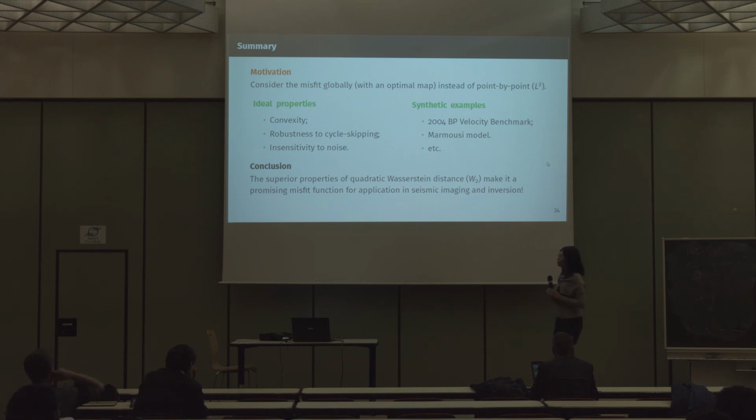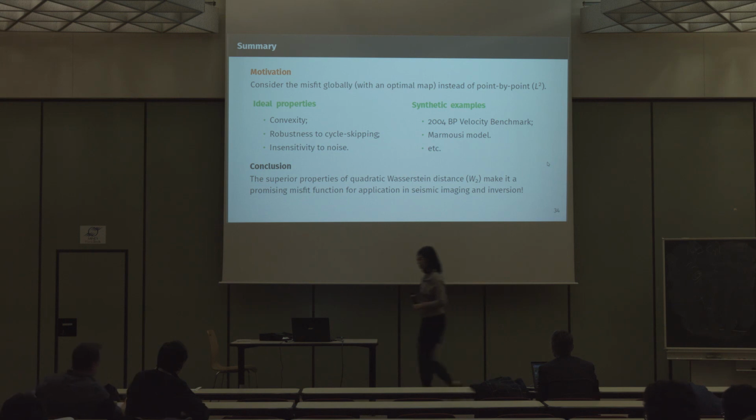There are still some problems, like positive data versus negative data, and the mass balance is also a question, so unbalanced transport is also considered here. But in general, the properties of W2 make it a very promising misfit in seismic imaging. Okay, thank you.